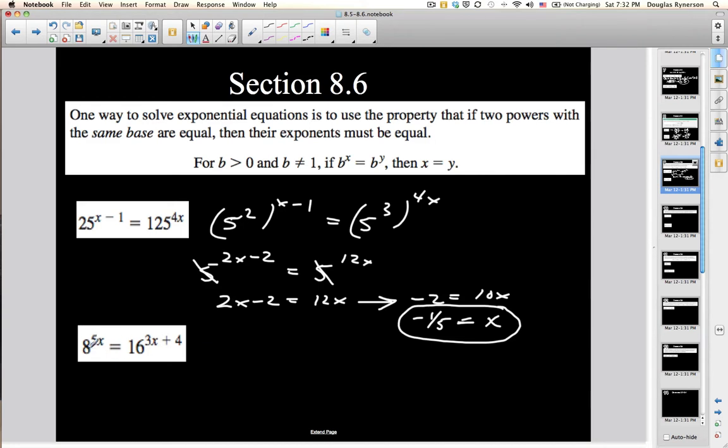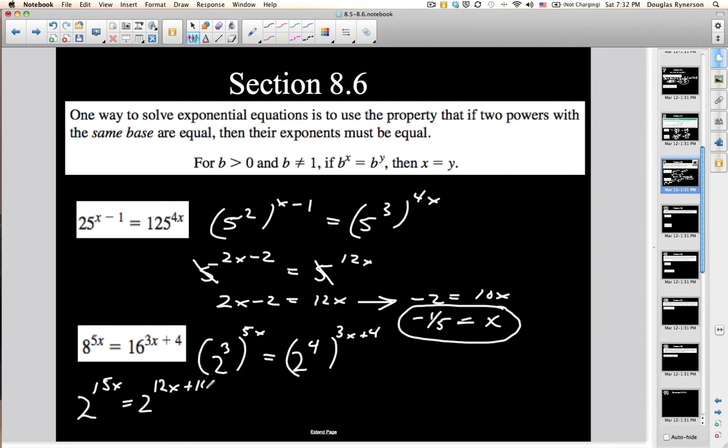Okay, here we have a base of 8 and a base of 16. I could rewrite these both to be powers of 2. So 8 is 2 to the 3rd power. And 16 is 2 to the 4th power. And then when I take a power to a power, I'm going to multiply those exponents. I'll have 2 to the 15x is equal to 2 to the 12x plus 16 power.